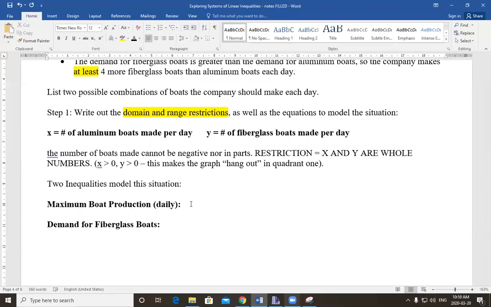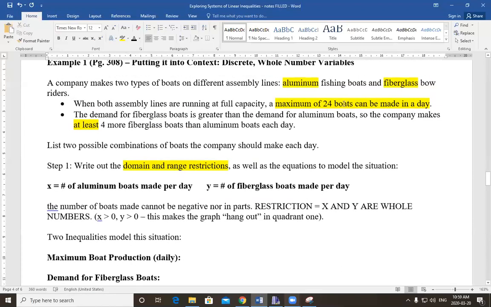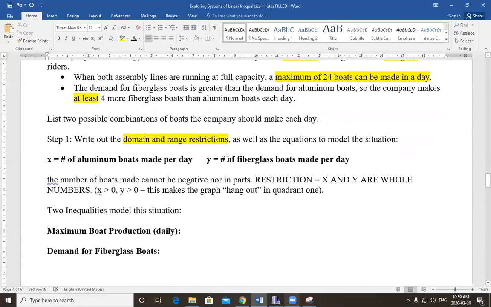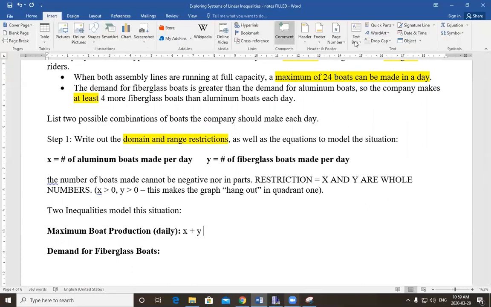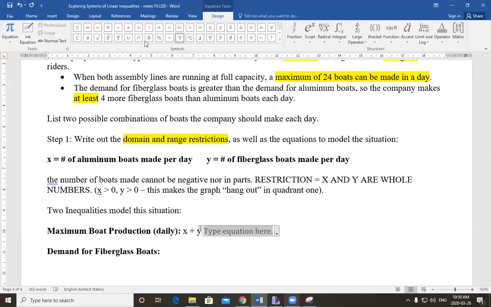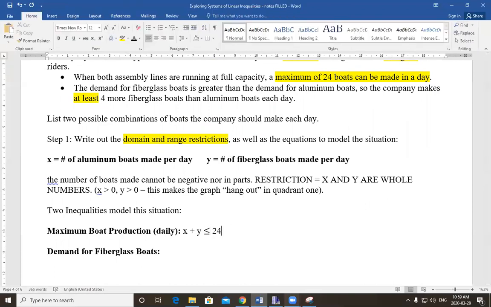Okay. So our boat production, it says maximum boats, 24 boats can be made in one day. So if X is the number of aluminum boats and Y is the number of fiberglass boats, X plus Y would have to be less than or equal to 24. So they're saying that you can make a maximum number of 24. So if you make 20 aluminum boats, you can only make 4 fiberglass, and so on.